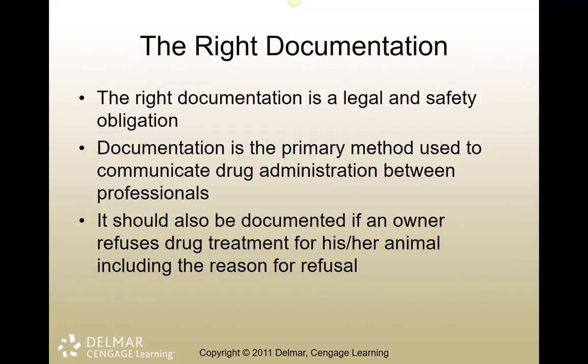You can go back and look at that. You can also document if there's any refusal of treatment by the owner, and you can also include the reasons for the refusals. Maybe it's cost, maybe it's the fact that they don't want to do it. But this way, if they refuse a medical treatment, we have documentation of that in case the patient gets worse. We can say, well, we wanted to do this, but you refused.